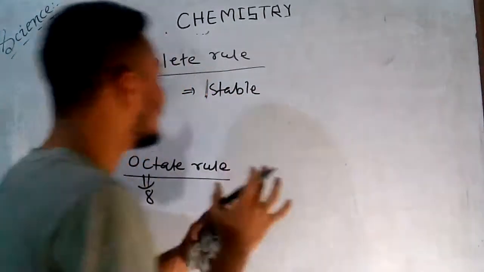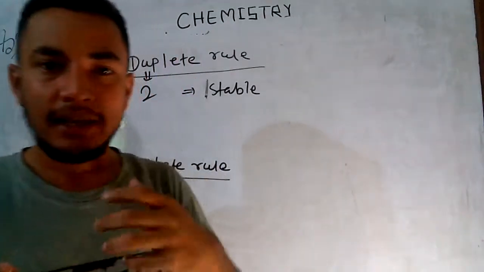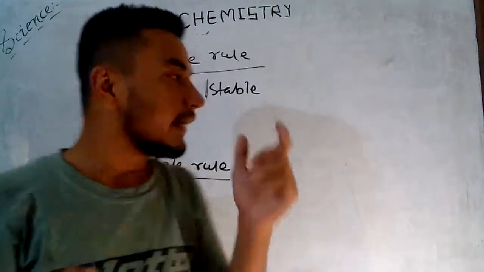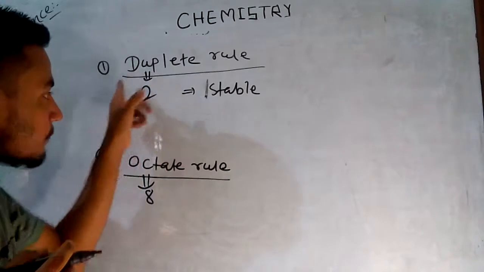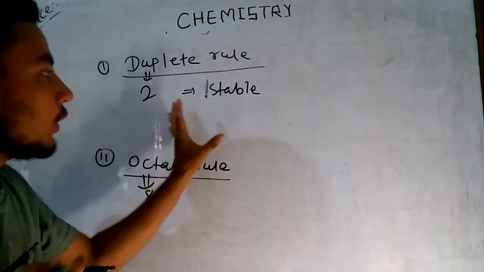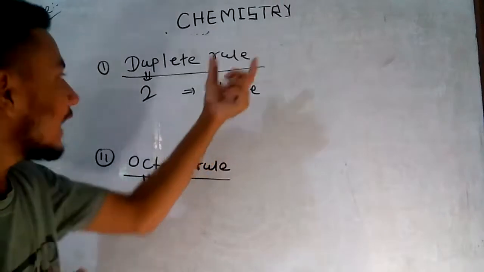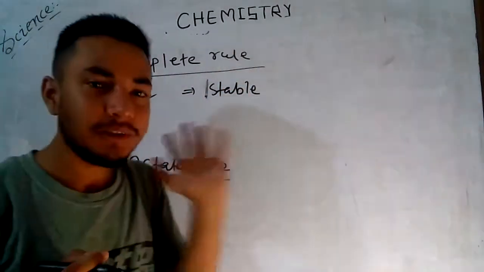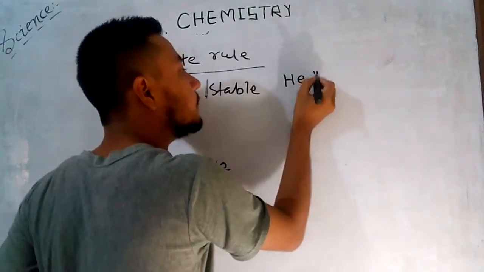Listen one more time. The duplet rule states that atoms which possess 2 electrons in their valence shell, the last shell, are in the most stable form, and that rule is called the duplet rule. This rule is followed by only one atom, that is helium.